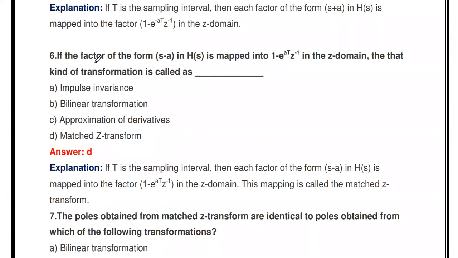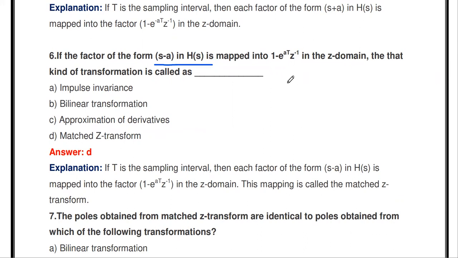Then the next one: the factor of the form S minus A in H of S is mapped into 1 minus e power AT Z inverse in the Z domain. That kind of transformation is called as dash. The S minus A in the analog filter is mapped to 1 minus e power AT Z inverse in the Z domain.